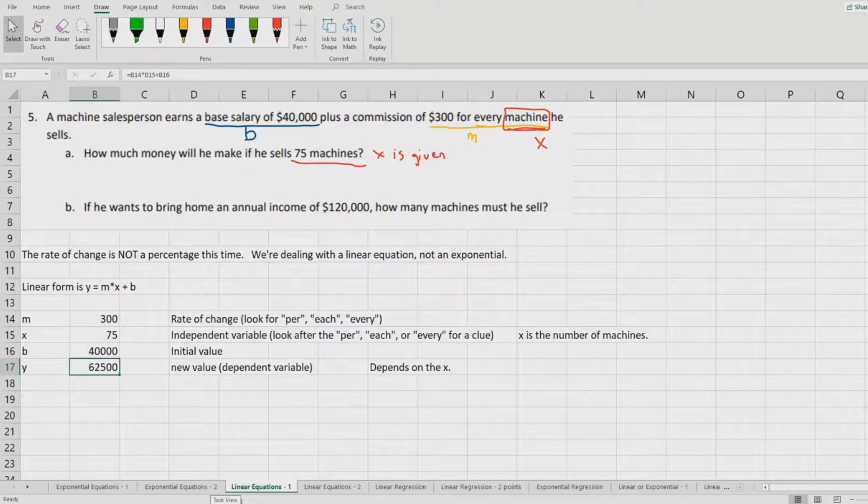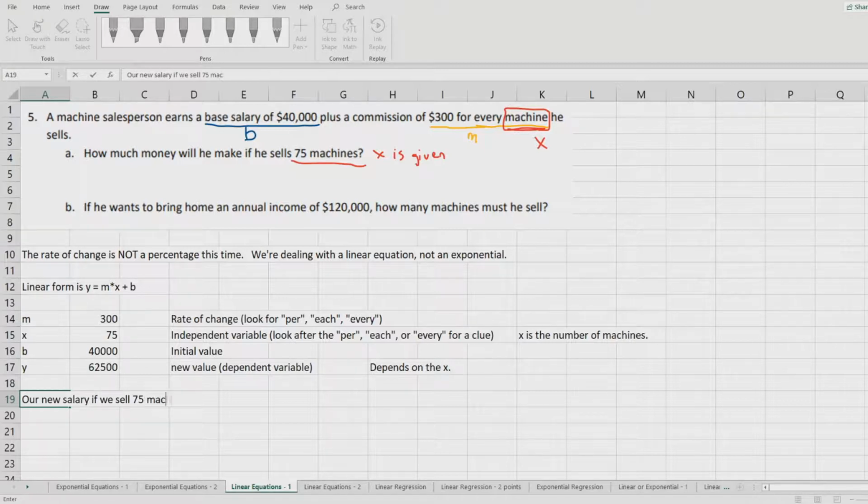If we press enter, we find that our new salary, if we sell 75 machines, is $62,500. So that takes care of part A.